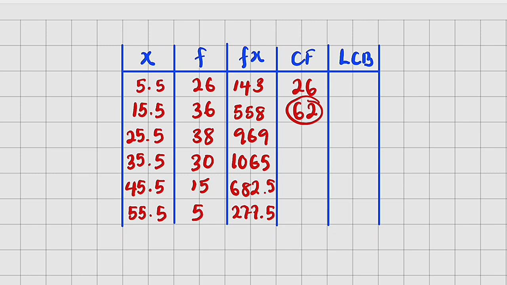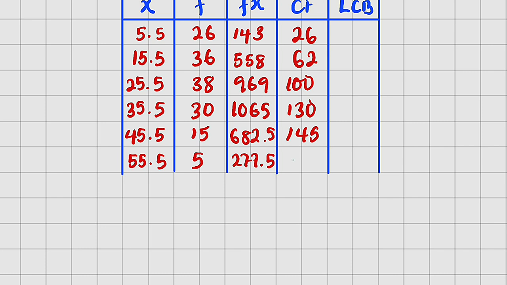Then you take 62, you add it to 38. That will give us 100. Then you take 100, you add it to 30. That will give us 130. 130 plus 15, that is 145. And lastly, 145 plus 5 is 150.